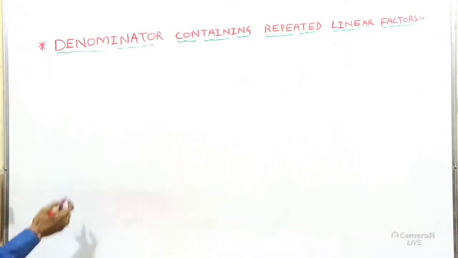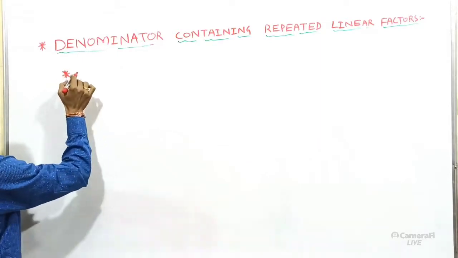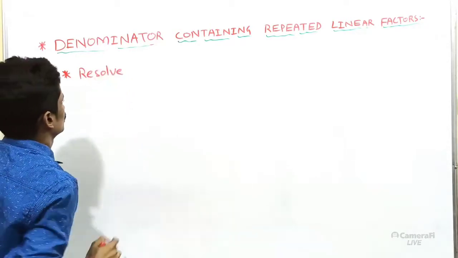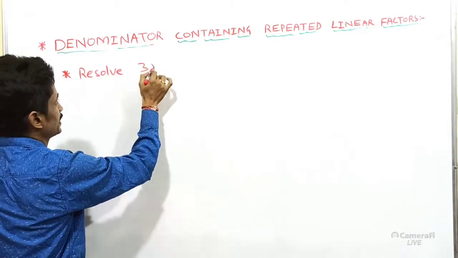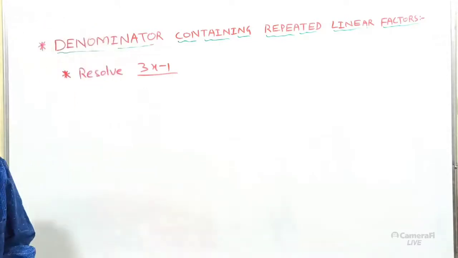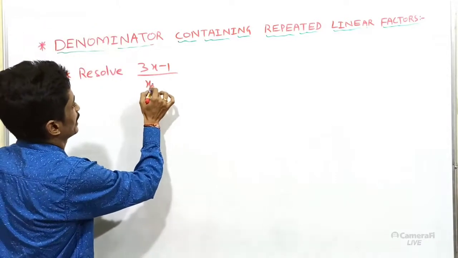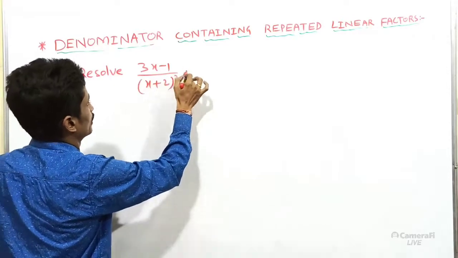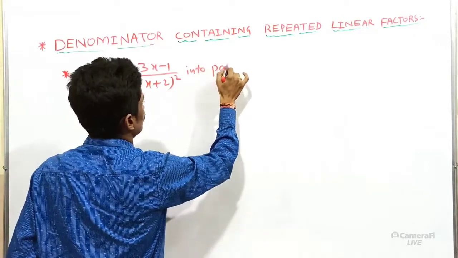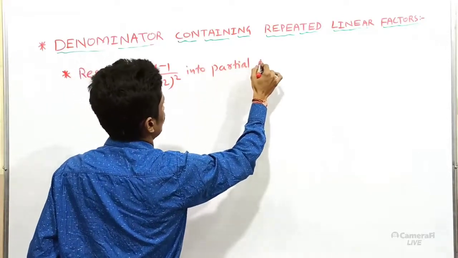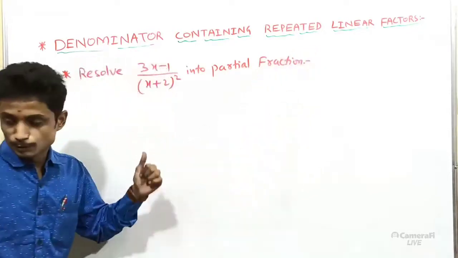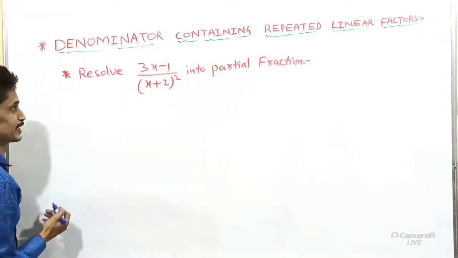The next question is to resolve (3x minus 1) divided by (x plus 2) whole square into partial fractions. One more problem for better understanding.